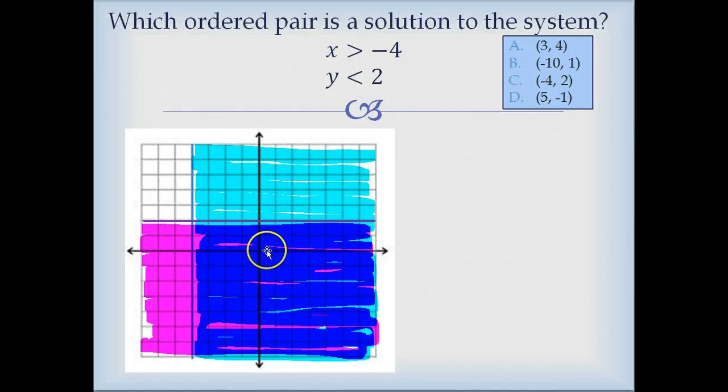Let's look at D. D is 5, negative 1. 1, 2, 3, 4, 5, down 1. Yep, that's the one we're looking for. That's definitely in that dark blue region. Okay? Questions 11 and 12 on your Part 1 test are really similar to this one.